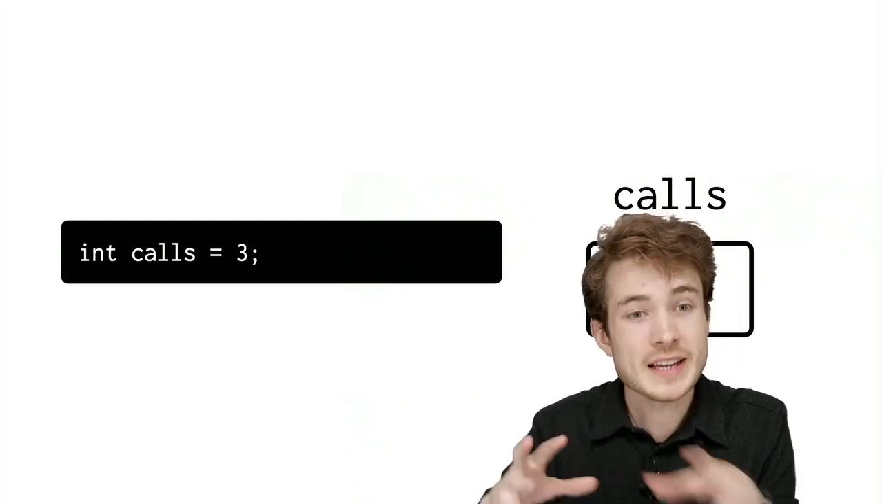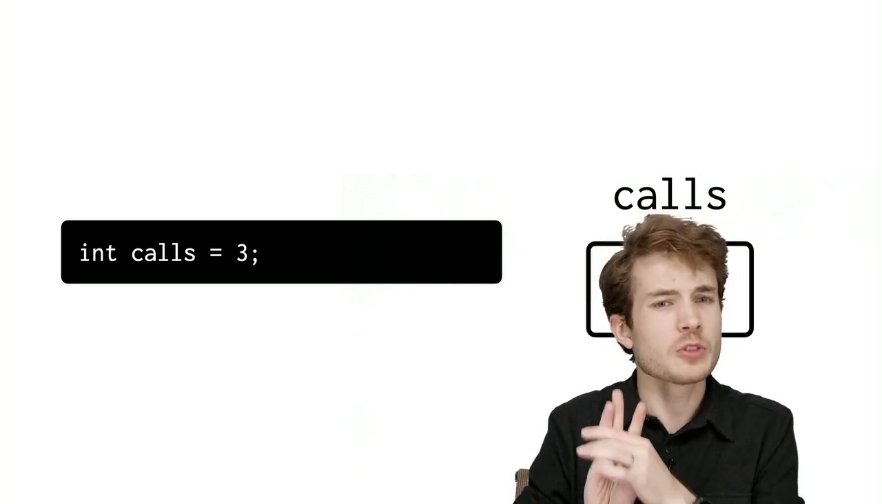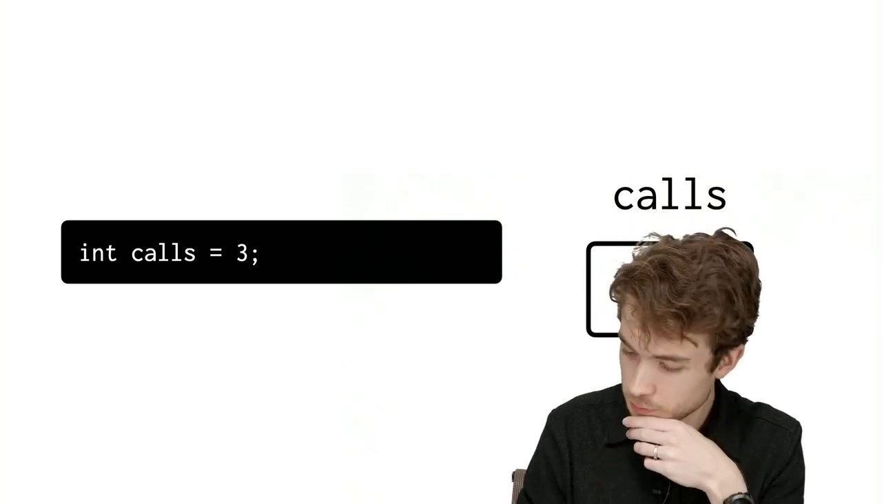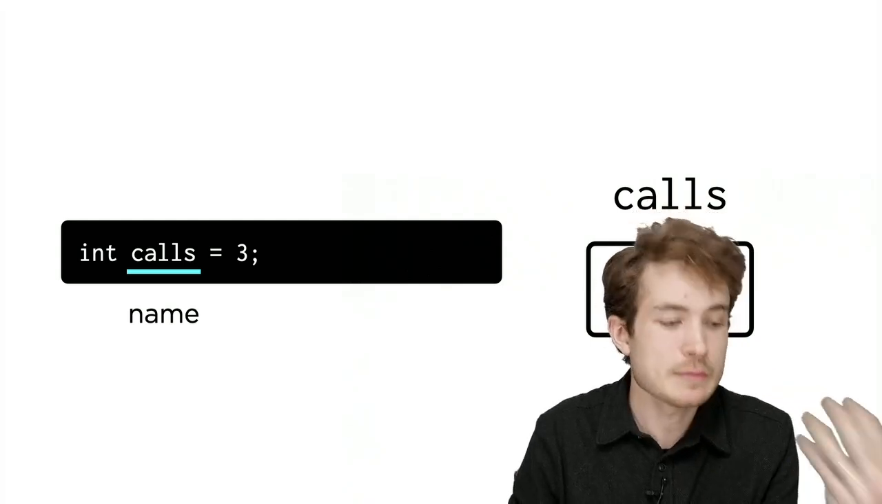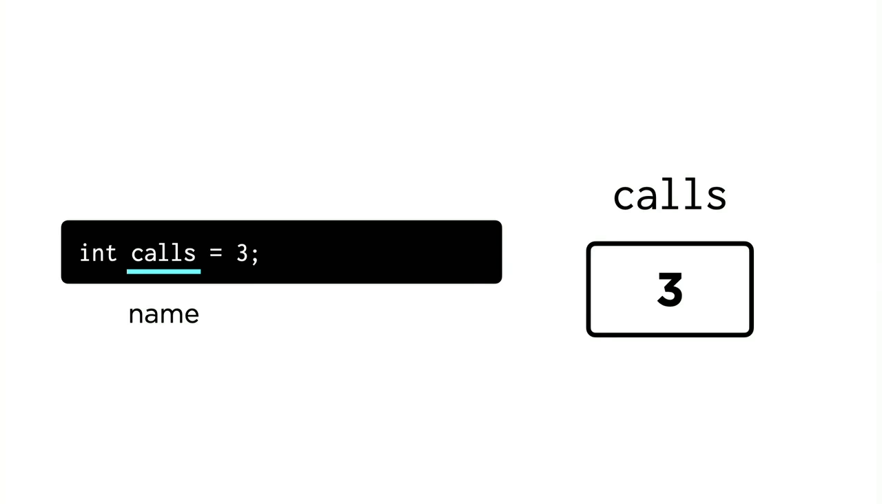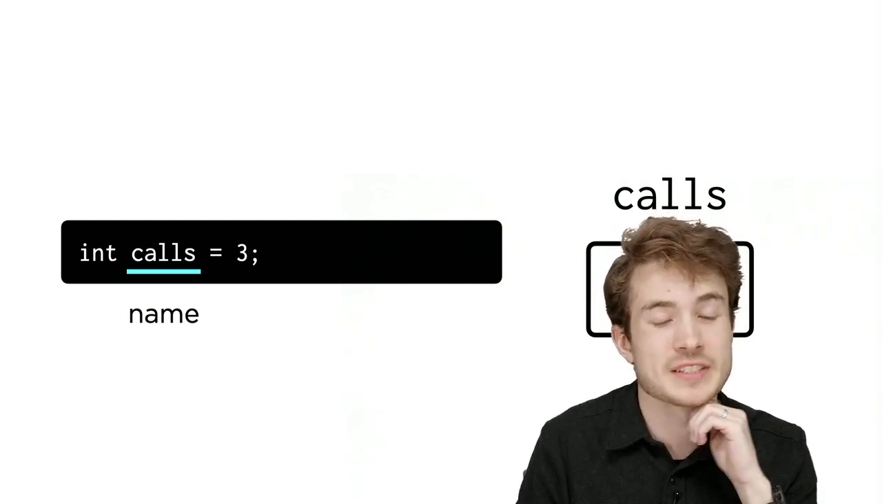So if we break this single line of syntax down into smaller pieces, we'll see there are really three important parts to it. The first part is the name for the variable. What are we going to call this place in memory that now has this value 3? Well, as we see on the right, we have this container that has the value 3, and up above it has this name called calls. So when we type int calls equals 3, we're telling our computer that this variable is named calls.